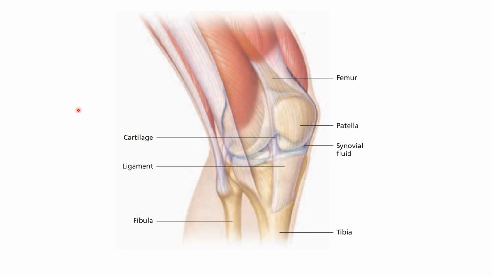This is the structure of the joint. This is the femur, bone of the femur. This is the tibia. These two bones meet, so this place is called a joint. This is the patella. We have synovial fluid, the cartilage at the end of the bone, ligament binding bone to bone, and this is the fibula.